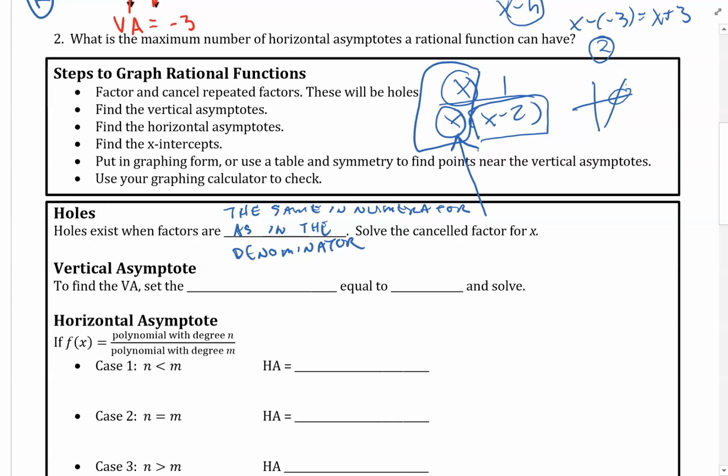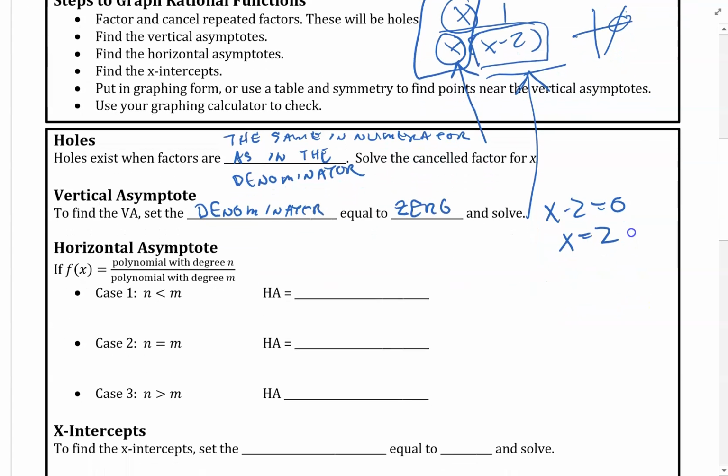A vertical asymptote. To find that, we're going to set the denominator equal to 0 and solve. So really, again, like in our example, we see that x minus 2 would be what was left of our denominator. So if we set x minus 2 equal to 0, x equals 2, that would be our vertical asymptote for that little example.